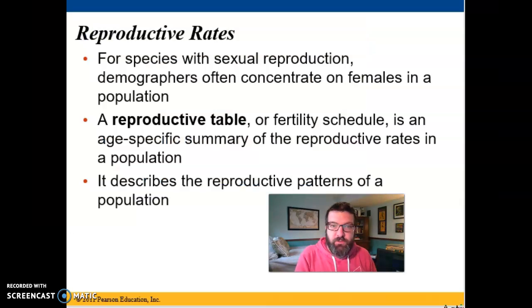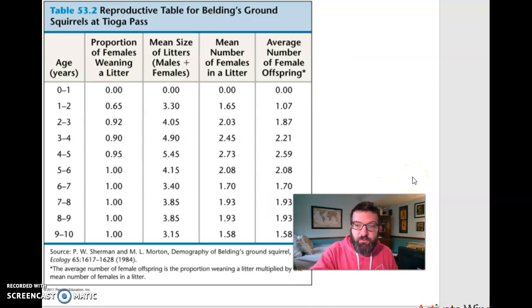So aside from death rates, birth rates are also very important in terms of population ecology. And so a reproductive table or fertility schedule is an age-specific summary of reproductive rates. It's much like a life table. It's also very useful, but it tends to focus on females in organisms with sexual reproduction because they're the ones that have the babies. Here's a look at Belding's ground squirrels.